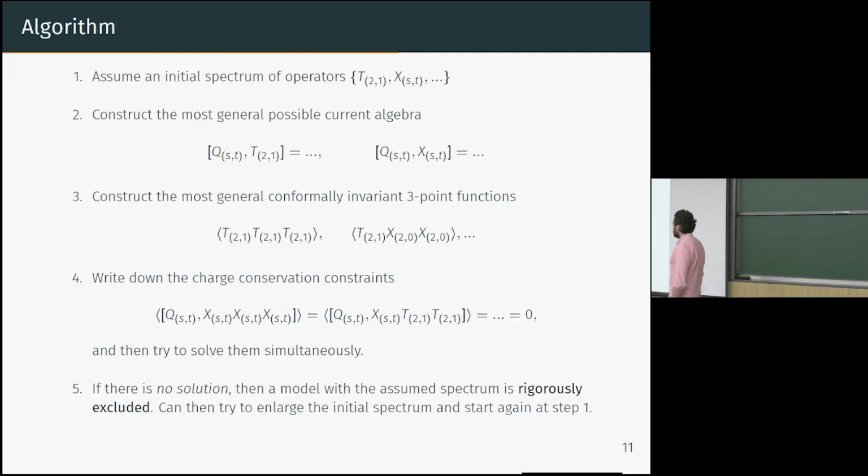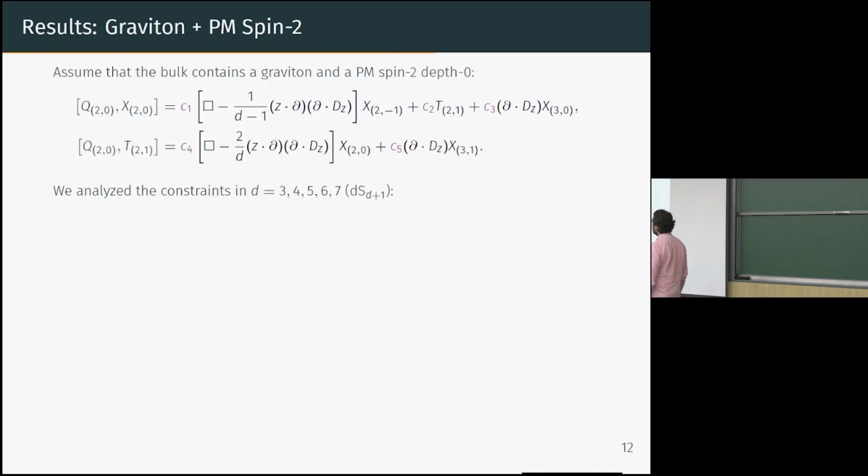If there's no solution, then a model with the assumed spectrum is rigorously ruled out, and then you can try and enlarge the initial spectrum by adding more operators and starting again at step 1. But actually, there's only finitely many things you can add consistently to the current algebra, and so there's only finitely many ways you can possibly save yourself. So this algorithm can terminate, and you just rule out the theory completely.